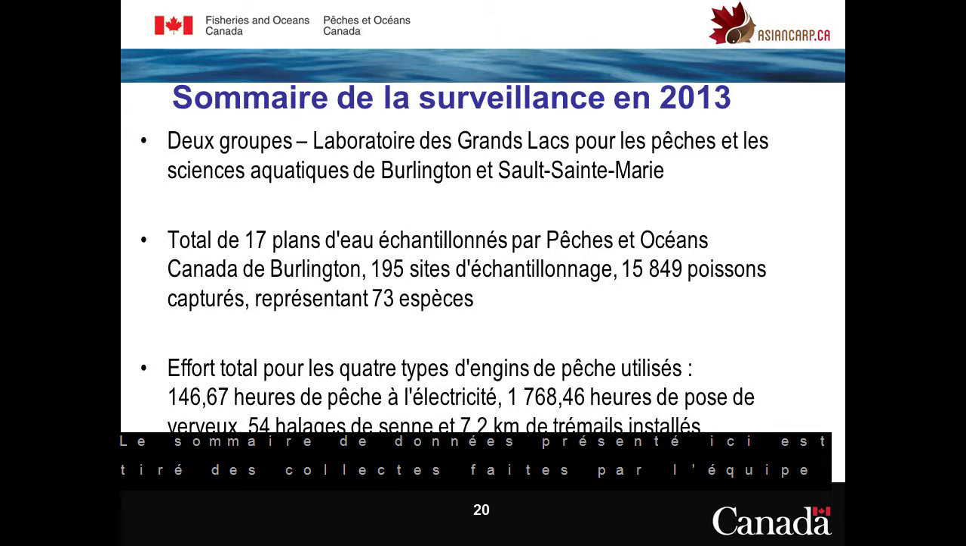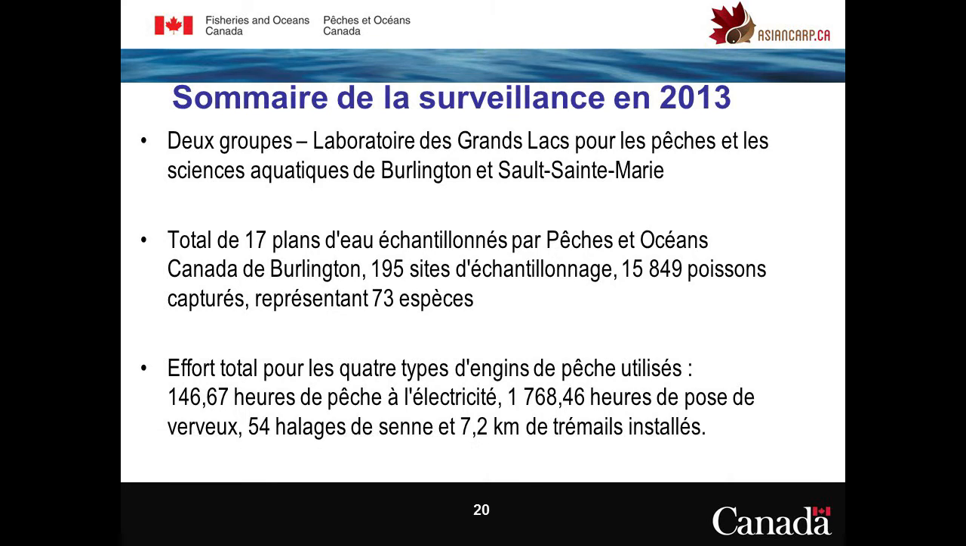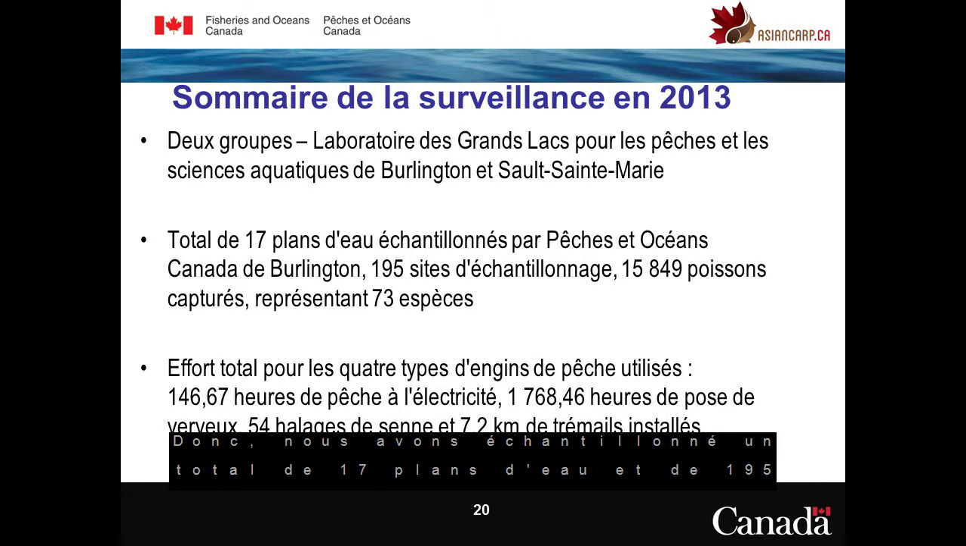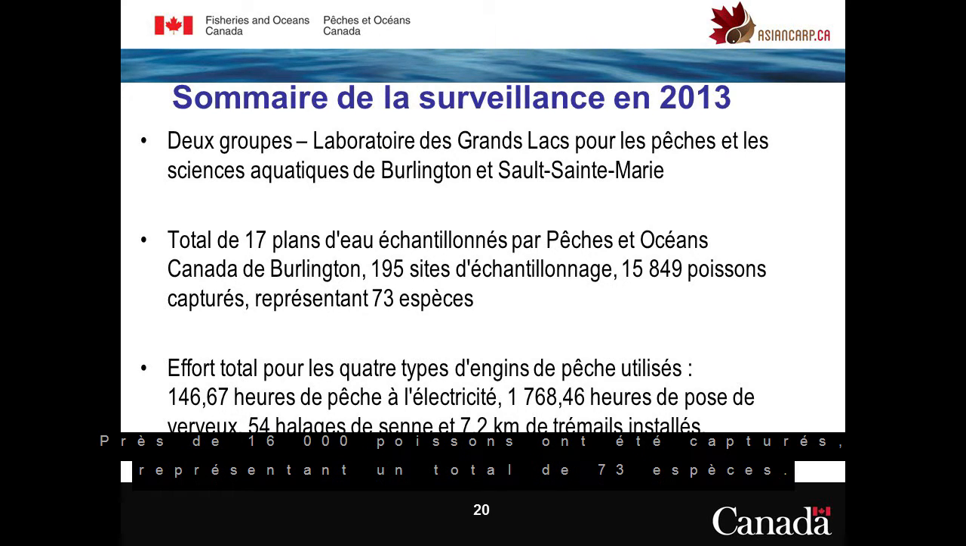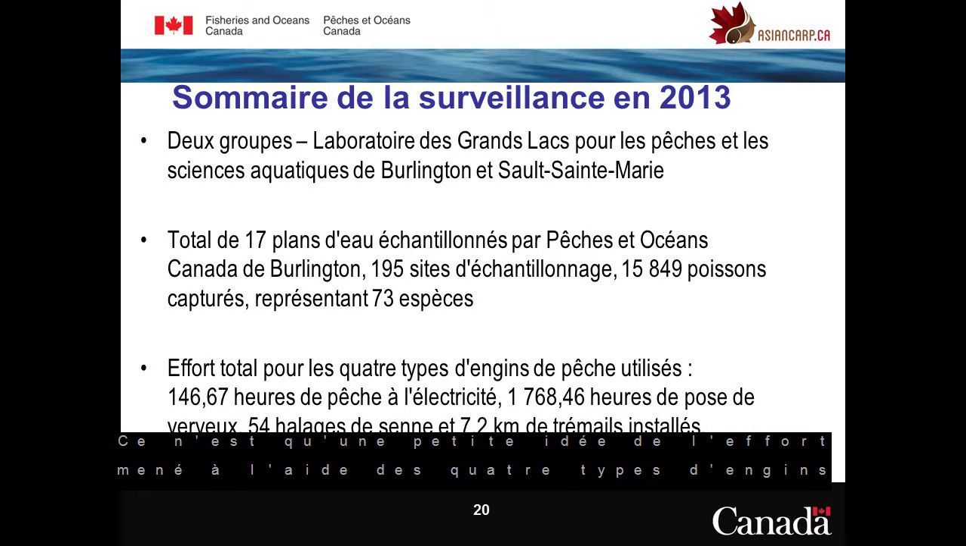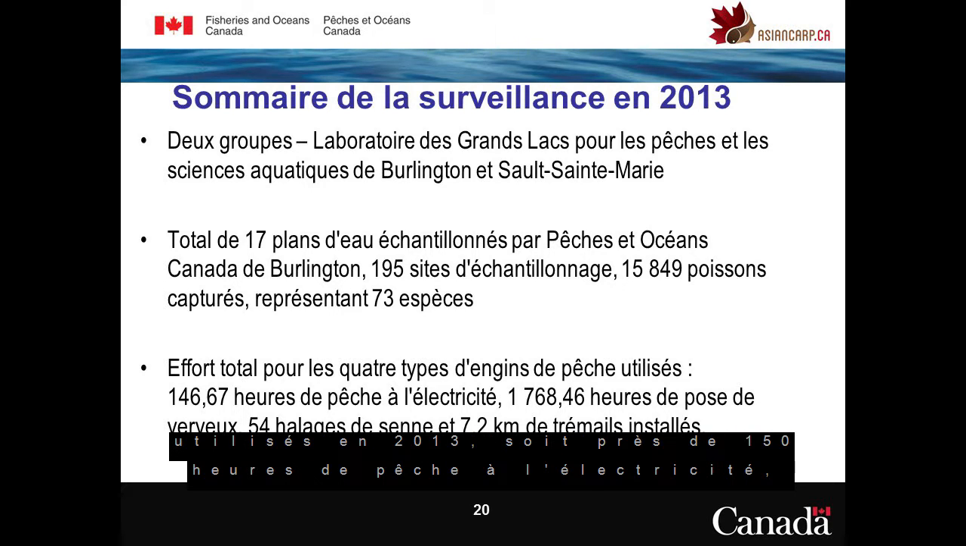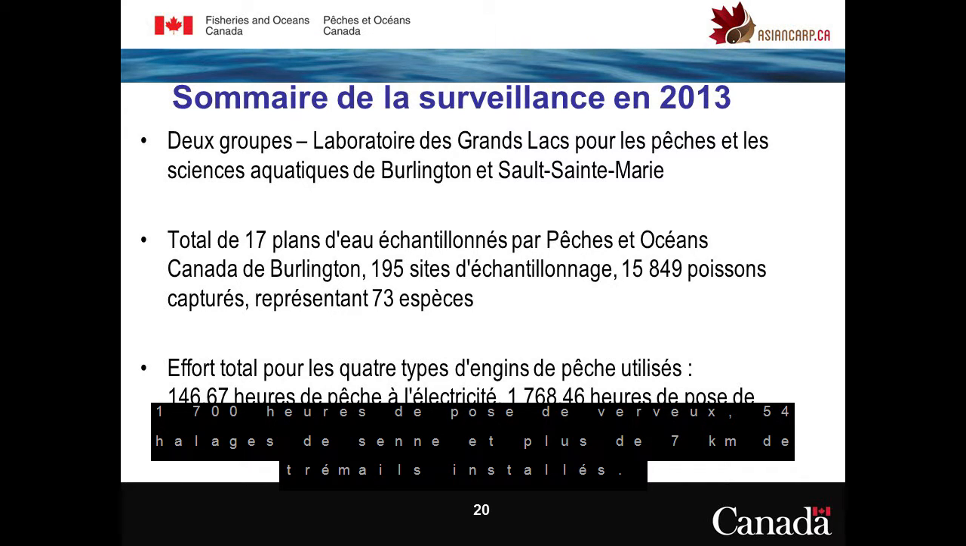The data summary here is based on the collections made by the Burlington crew, which had 2 boats out sampling in 2013. So we sampled a total of 17 water bodies and 195 sites within those areas. So nearly 16,000 fishes were captured, representing a total of 73 species. And there's just a little idea of the effort of the 4 gear types used in 2013. So almost 150 hours of boat electrofishing, just over 1,700 set hours for fyke nets, 54 seine hauls, and just over 7 kilometers of trammel net sets.